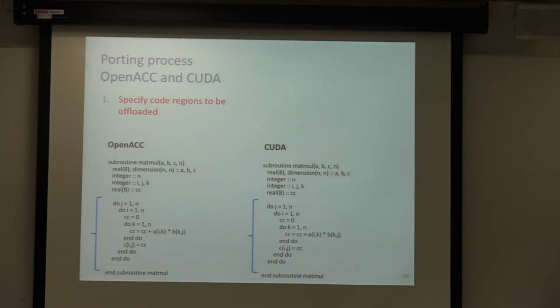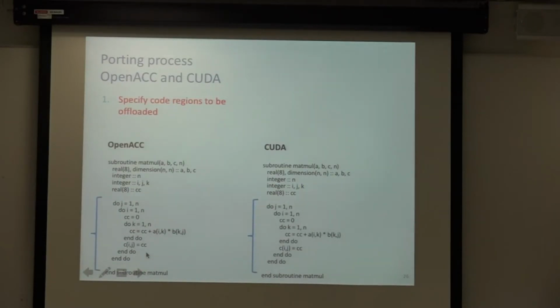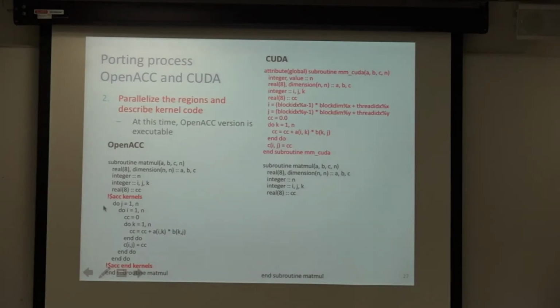So this is the porting process of OpenACC and CUDA. First, we have to find the bottlenecks and specify code regions to be offloaded. Both CUDA and OpenACC require this process. In the case of OpenACC, if we insert the kernels or parallel directive, like this, it is a minimum porting process of OpenACC.